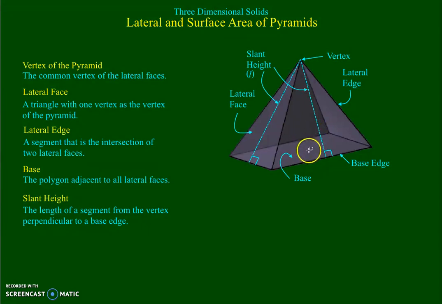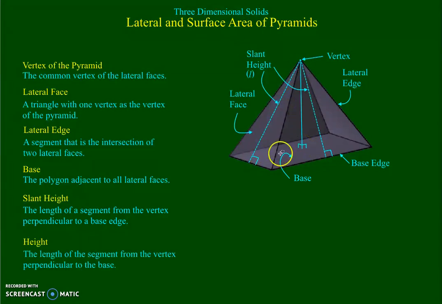And the final element we want to look at is the actual height of the pyramid. Now you may think that since slant height has the word height in it, that this would be the height of the pyramid, but not so. The height is actually a segment from the vertex drawn straight down perpendicular to the base. So you notice this segment is perpendicular in this direction and this direction. So this would be the height of the pyramid.